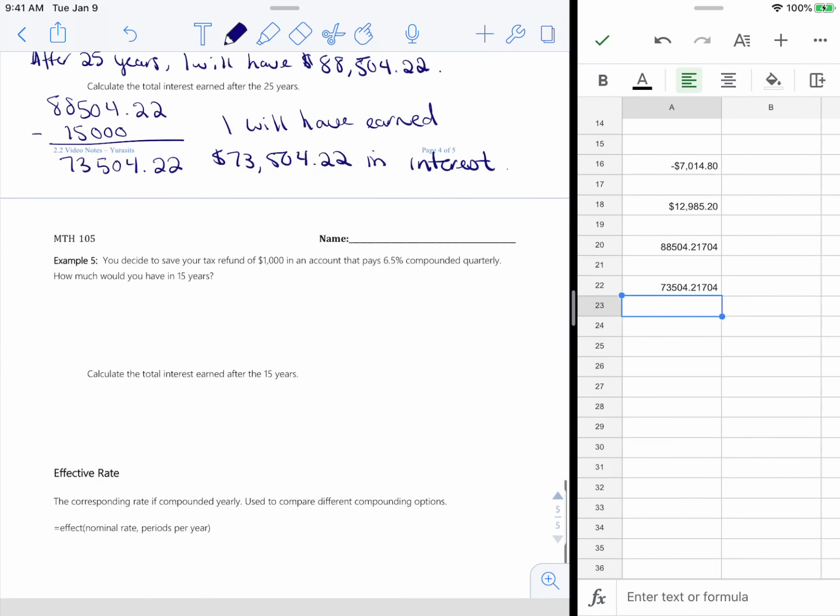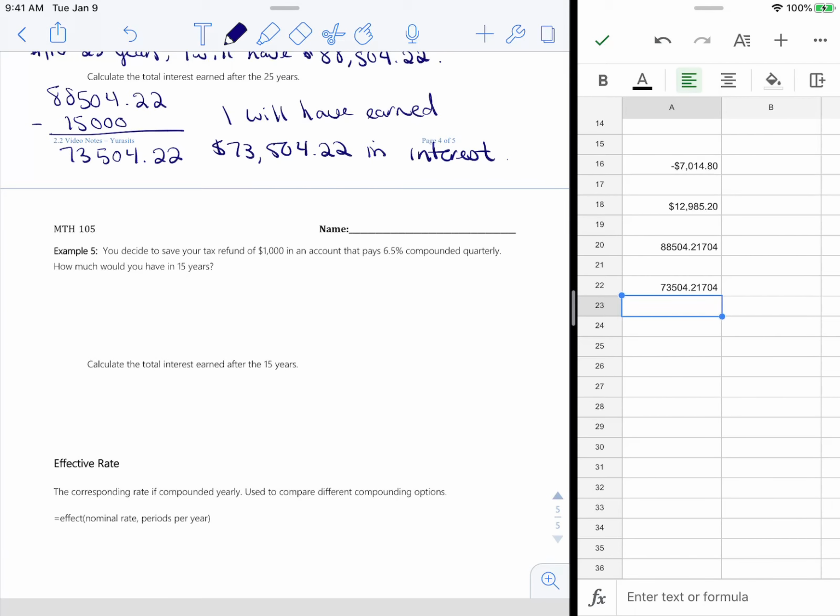Example 5, and then we'll talk about a new term. You decide to save your tax refund of $1,000 in an account that pays 6.5% compounded quarterly. So quarterly, remember, is 4. It says, how much would you have in 15 years? Okay. Remember, it's going to be FV because I'm looking for my future value. And because it's not continuously, I can use the FV. The continuously is just special.